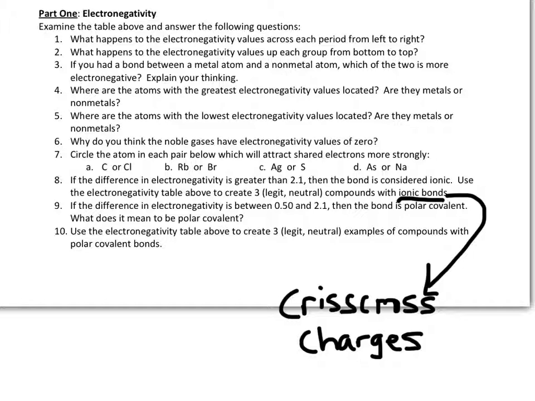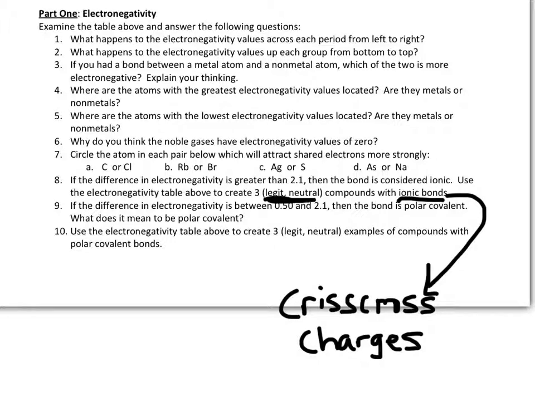So once you've identified two elements as having a difference of over 2.1 in electronegativity value, you need to look up their charges on the periodic table and crisscross the charges to make legit neutral compounds. Okay, so please keep that in mind.